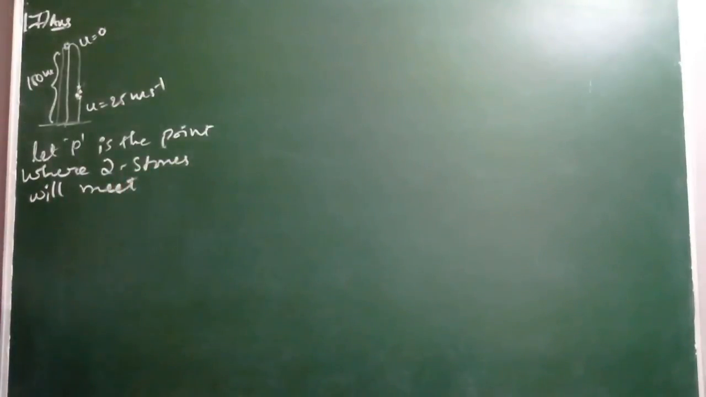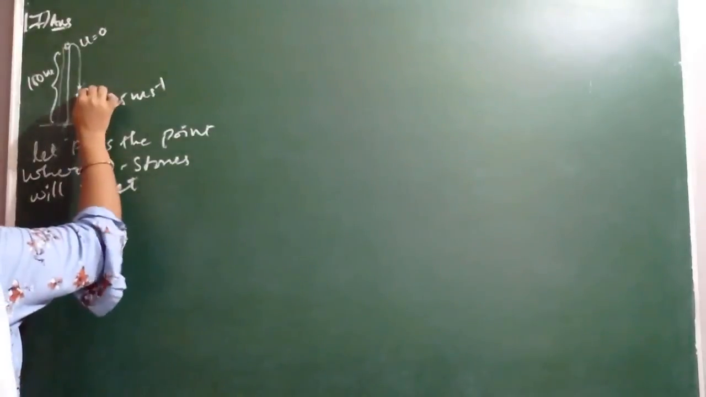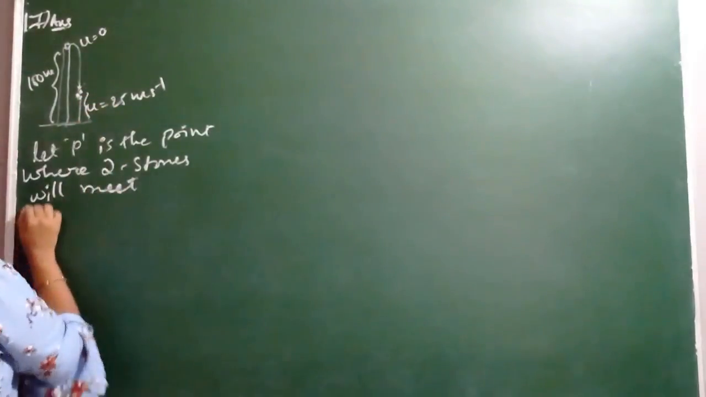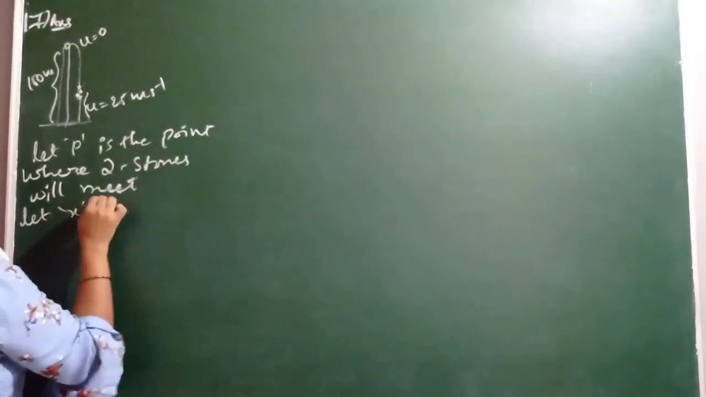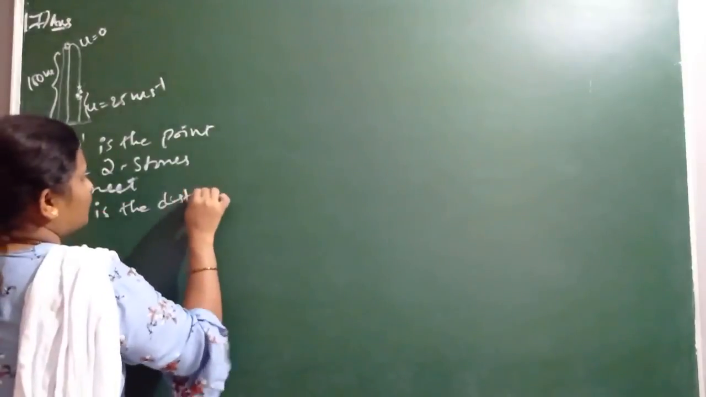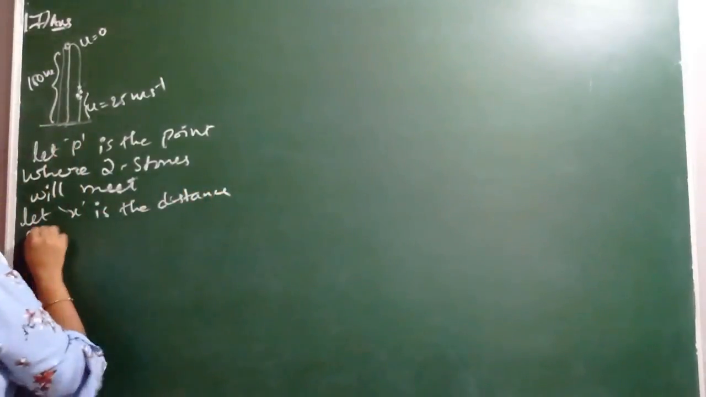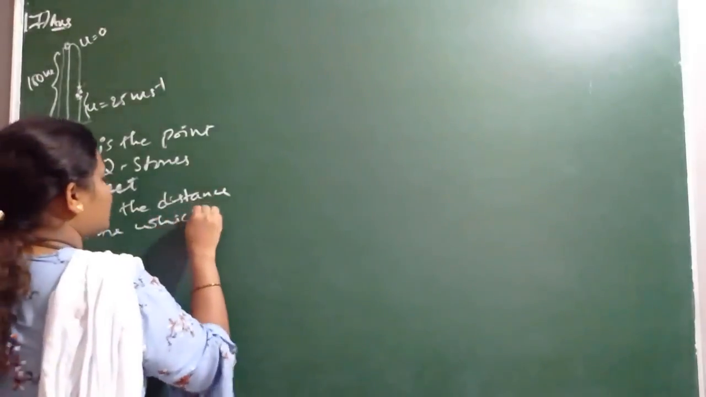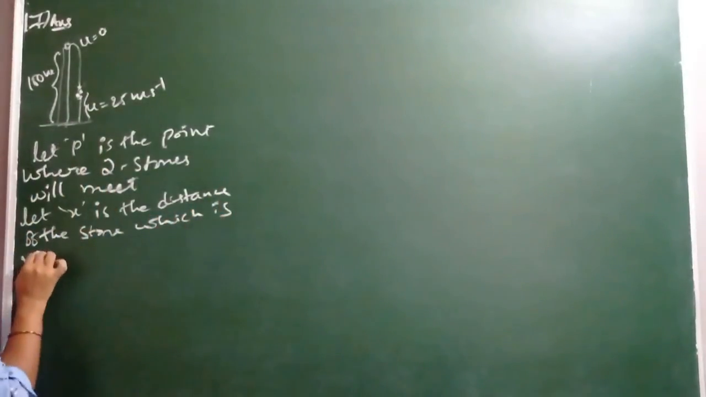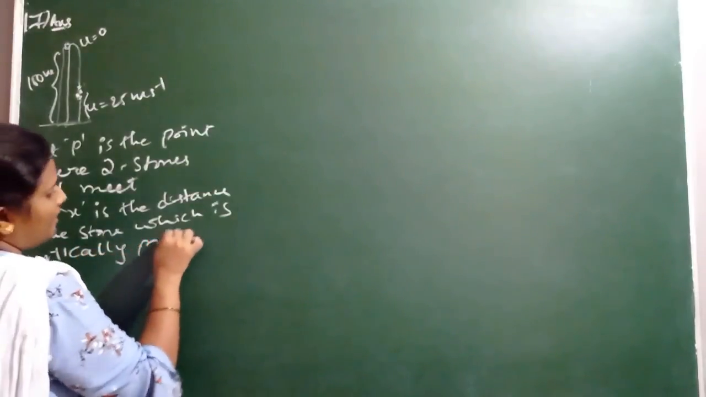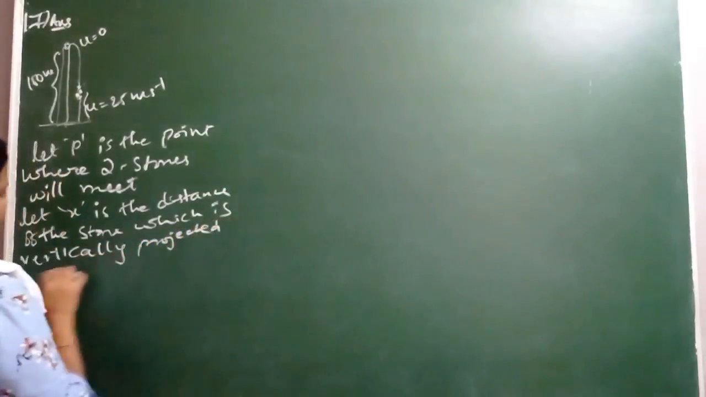Okay. So, children, if the total is 100, we don't know how much this part is. Isn't it, children? Let x be the distance of the stone which is vertically projected upwards.